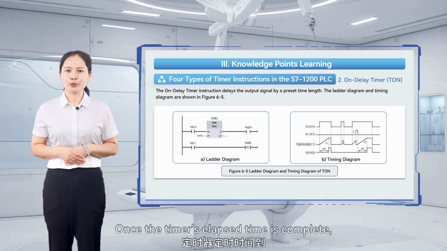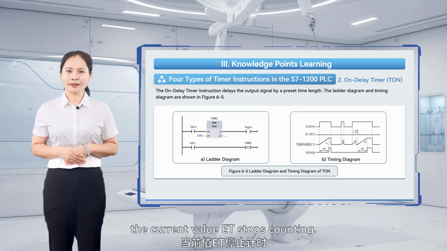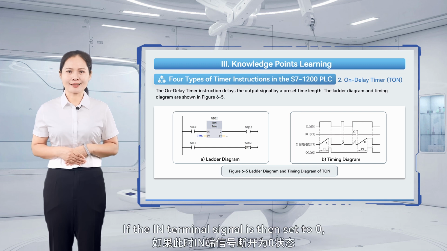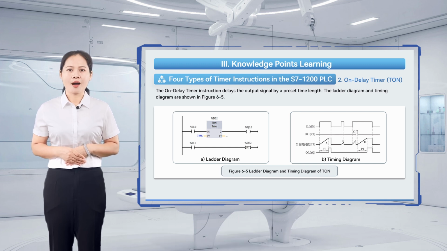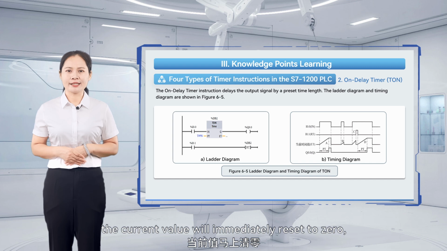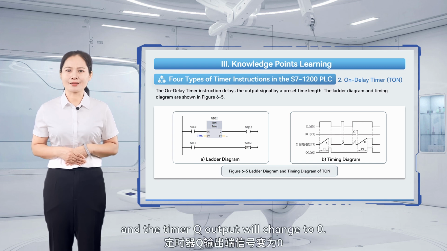Once the timer's elapsed time is complete, the current value ET stops counting. If the IN terminal signal is then set to 0, the current value will immediately reset to 0, and the timer Q output will change to 0.